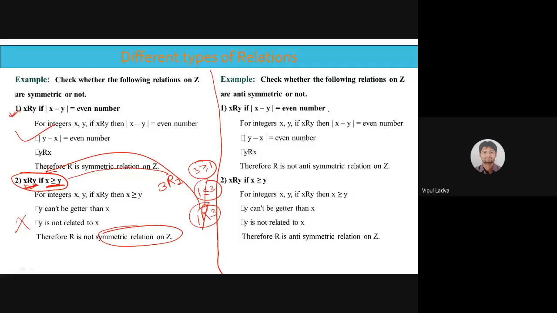Now, when we talk about antisymmetricity on the same examples, the first one is not antisymmetric, whereas the second relation is antisymmetric.